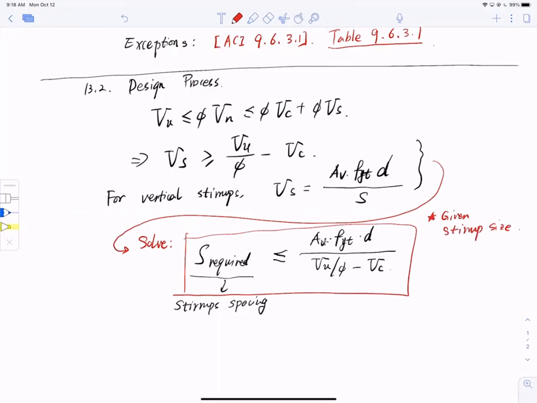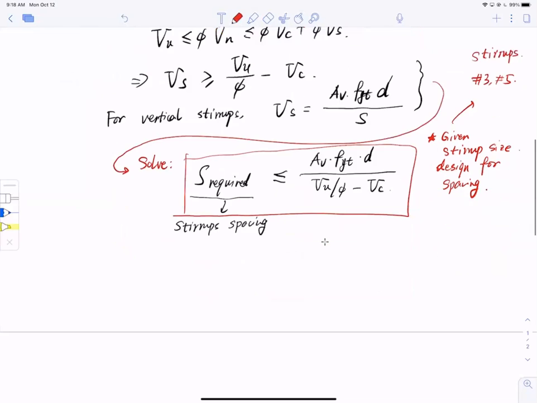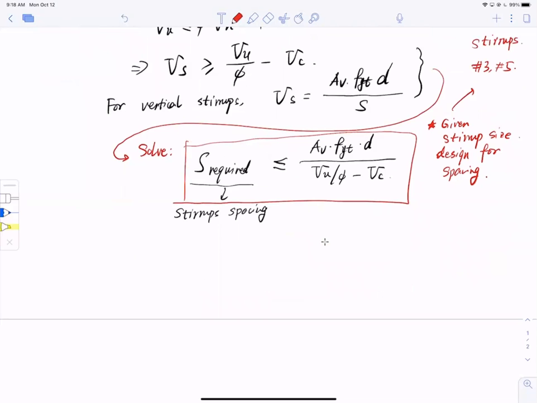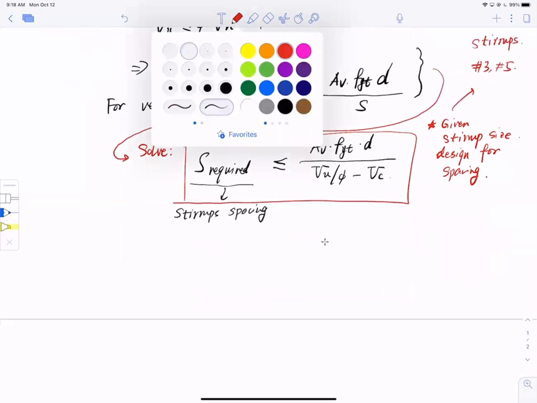Given stirrup size, design for spacing. Why so? Because typically for stirrups, we know that we use either number 3 or number 5 usually. All right, so if you have the inclined stirrups, right?